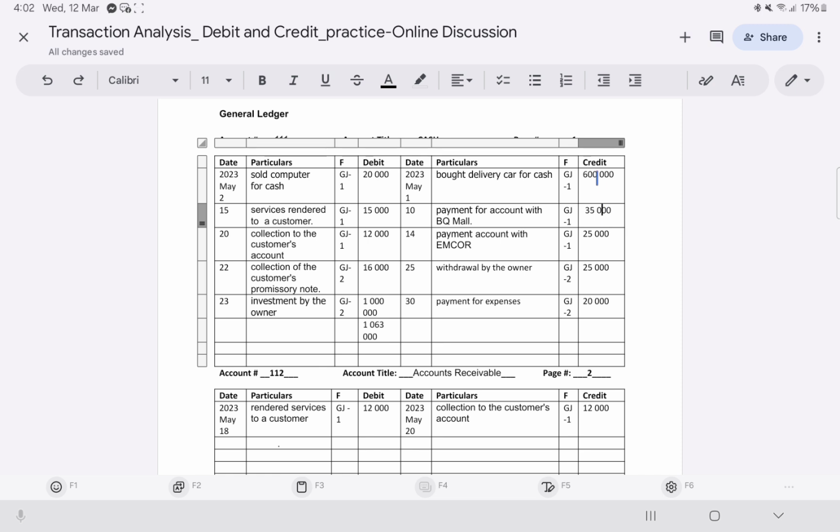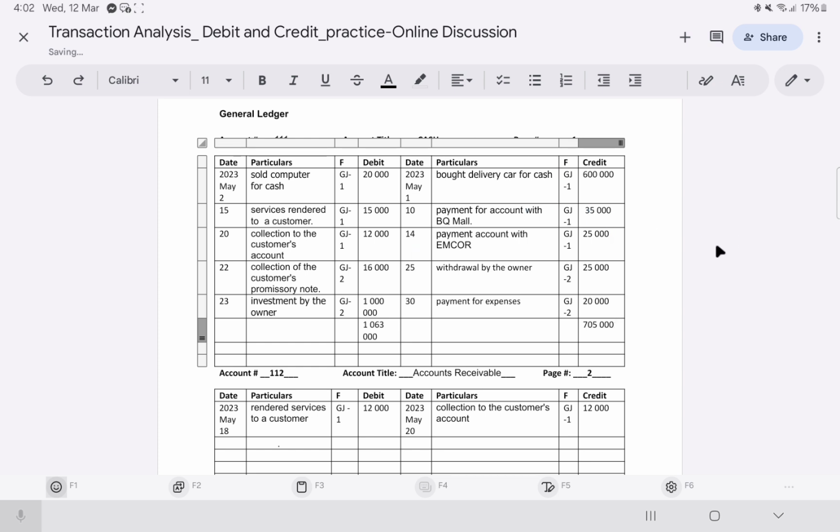So continue, let's add all the credit. 35,000 plus 25,000 plus 25,000 plus 20,000. Okay, so our total is 705,000. 705,000. And this is not fixed yet, no?